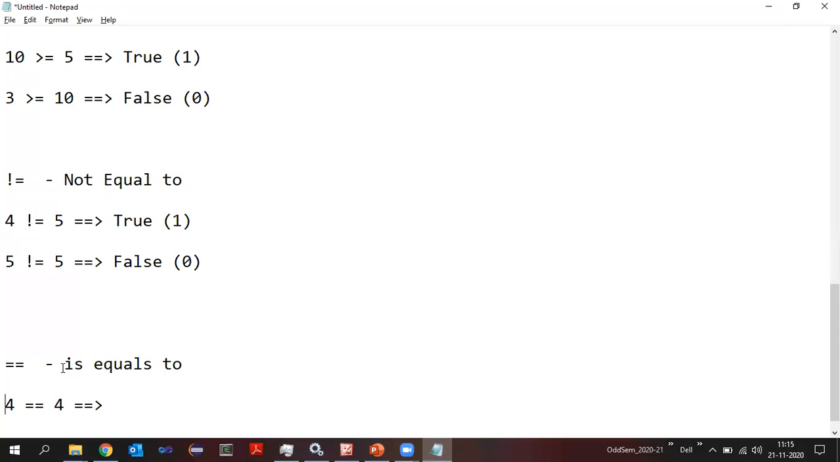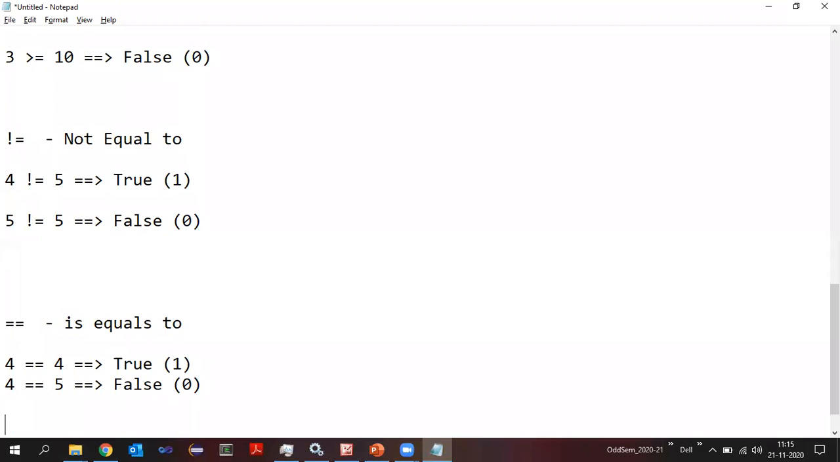What is 4 equals to 4? True, sir. 4 equals to 4 is true. At the same time, if you write something like 4 equals to 5, is 4 equal to 5? No, 4 is not equal to 5. That means it is false.